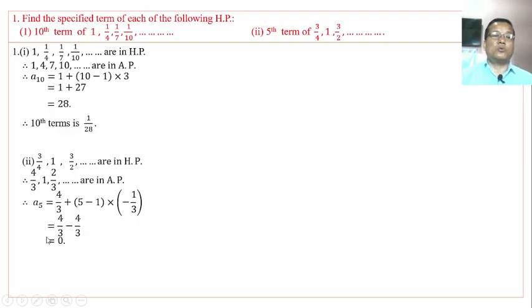The fifth term of the AP is 0, and we take the reciprocal of 0. Therefore the required fifth term of the required HP is 1 by of this number, that is 0, the reciprocal of 0, which is 1 by 0, undefined.